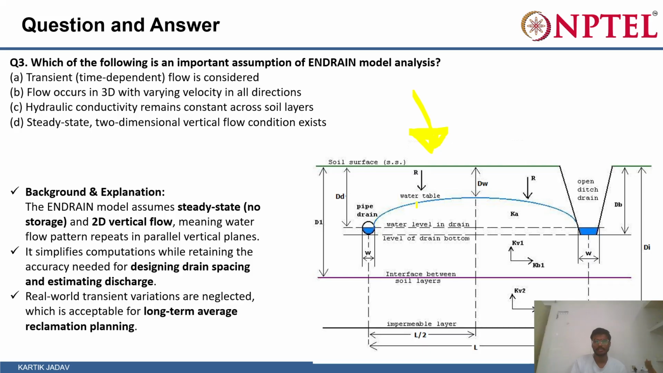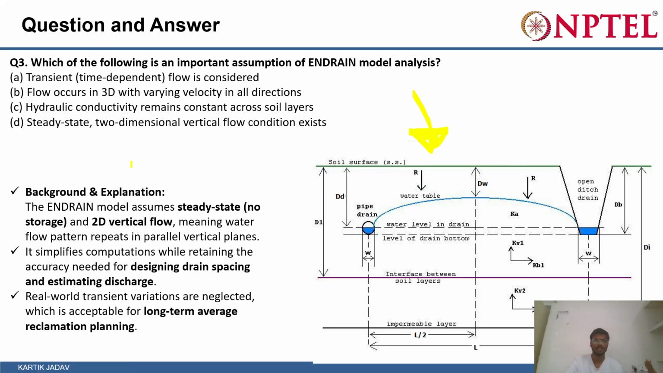Mainly, it allows us to define three soil layers, and particularly for the lower two layers we can define the horizontal and vertical hydraulic conductivity. Then you can define the depth of the impermeable layer, depth of the water table, the design diameter of the drain pipe, the depth of installation, everything.